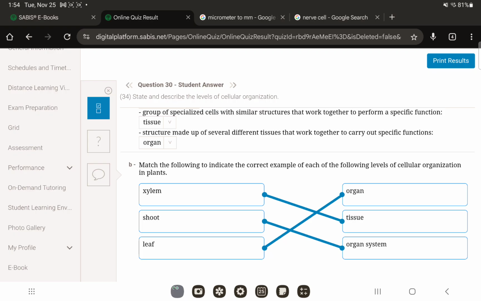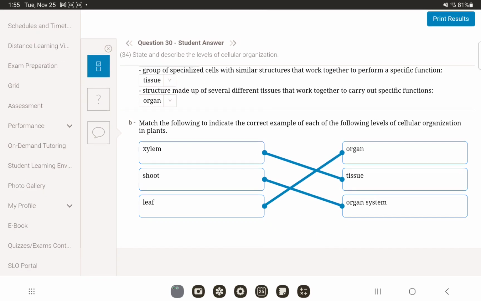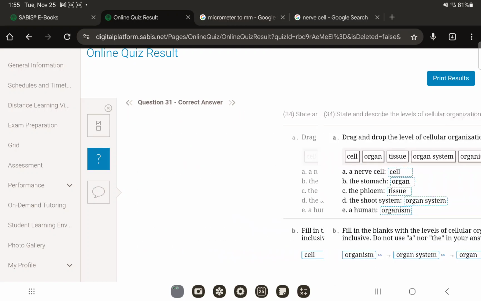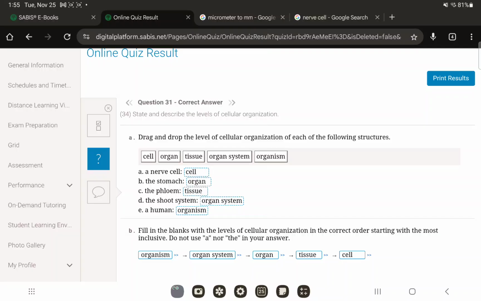A leaf is counted as an organ. Xylem is a tissue, and shoot is a system. The shoot system is in plant cells. A nerve cell is a cell. The stomach is an organ. The phloem is a tissue.